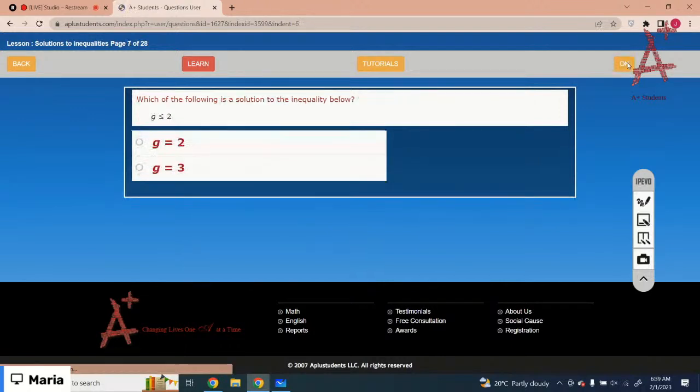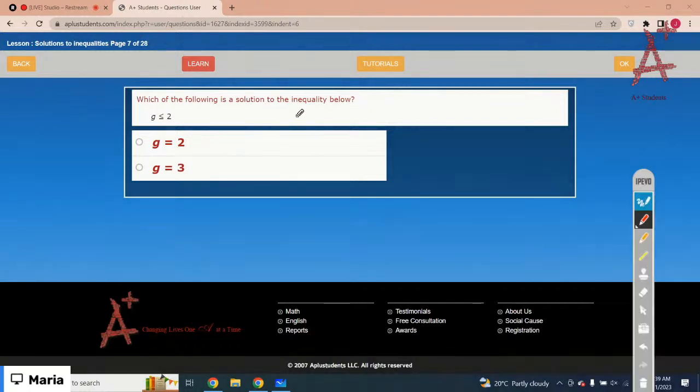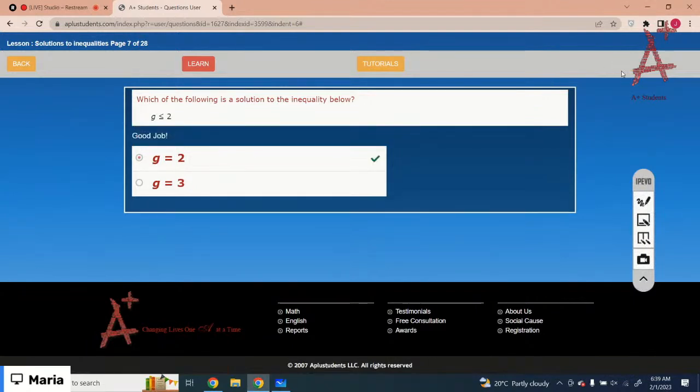Okay, the next one is, which of the following is the solution of the inequality below? G is less than or equal to 2. Let's start with the first option. 2 is less than or equal to 2. Is it true or false? It is true. Got it? They are not less, but they are equal. G is equal to 2. So option number 1 is the correct option. Just select the correct option, then click on the OK button. G equals 2 is the correct option.